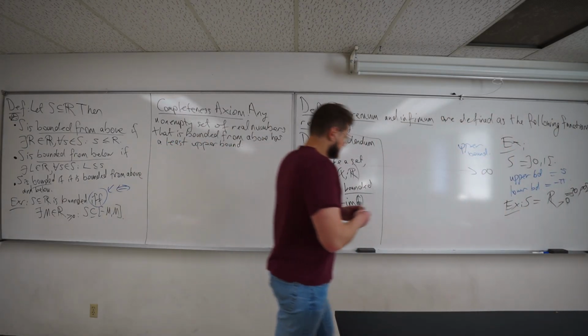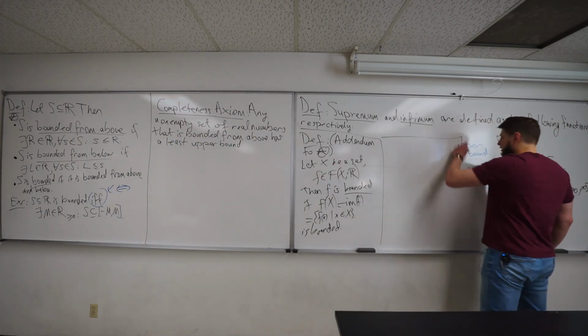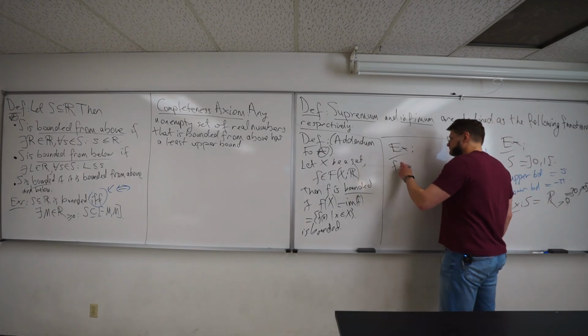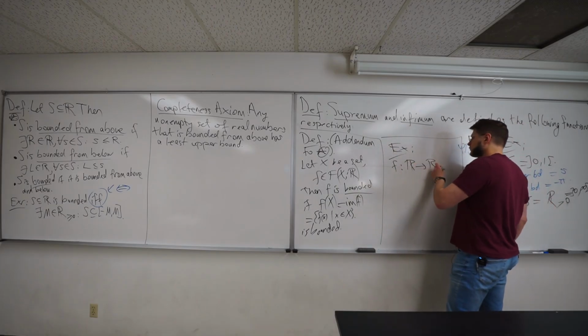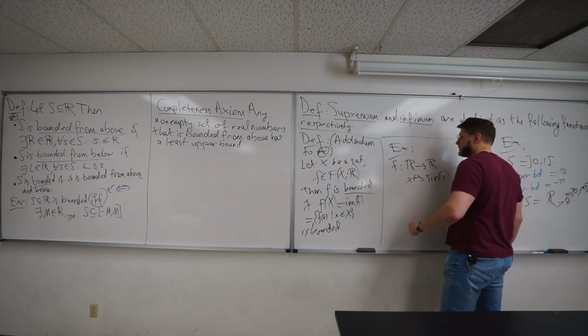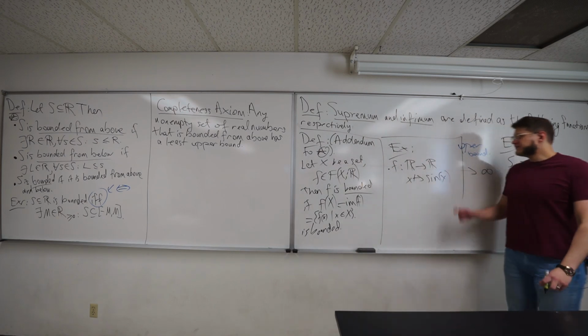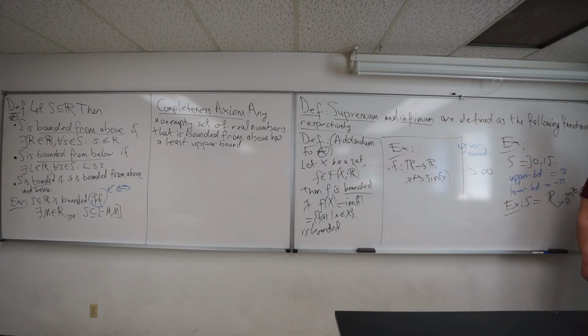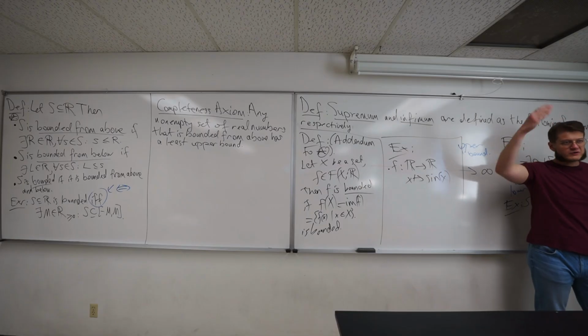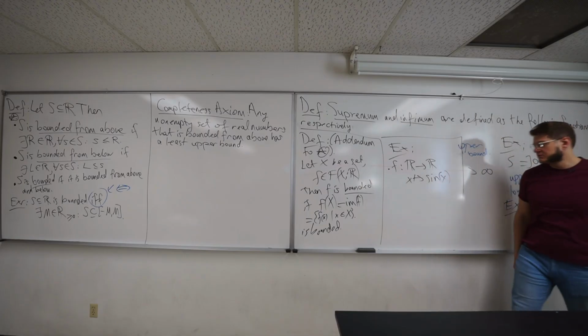Maybe we should give an example to this as well. If I think about something like this, for instance, our first example was x mapped to sine of x. This is a bounded function. What is its image? Its image is the closed interval -1 to 1, because sine just oscillates between 1 and -1. This is a bounded function.